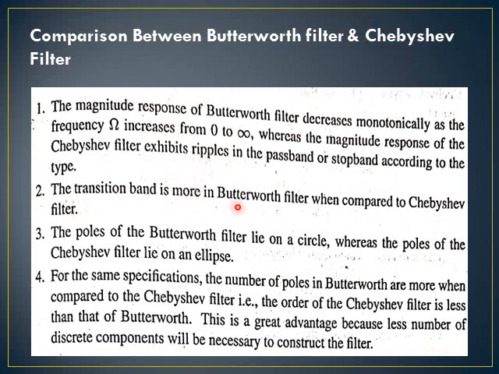Second point, the transition band is more in Butterworth filter when compared to the Chebyshev filter. The poles of the Butterworth filter lie on a circle, whereas the poles of the Chebyshev filter are going to lie on an ellipse. Now, for the same specification, the number of poles in the Butterworth filter is more when compared to the Chebyshev filter. That is, the order of the Chebyshev filter is less than that of the Butterworth. This is a great advantage because fewer discrete components will be necessary to construct the filter.